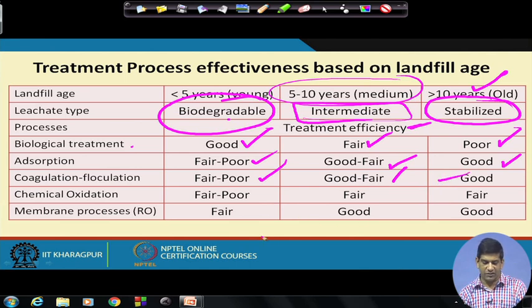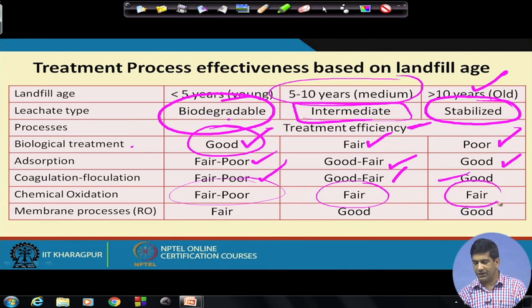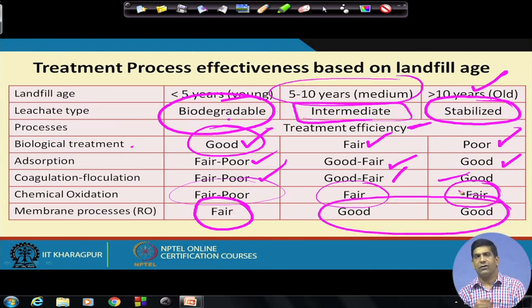Chemical oxidation: if biological treatment works well, you don't have to use chemical oxidation, but as the landfill ages, it gets better. Membrane processes: initially you don't need them, but for the matured landfill you start using membrane processes as well. So based on the age of the landfill and the type of leachate, the treatment process effectiveness will change. But since we are talking about one landfill, we cannot really start setting up reverse osmosis in the beginning.